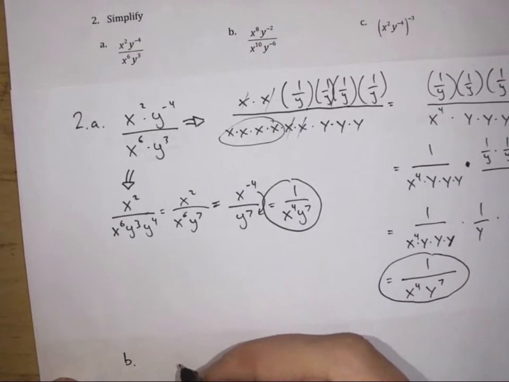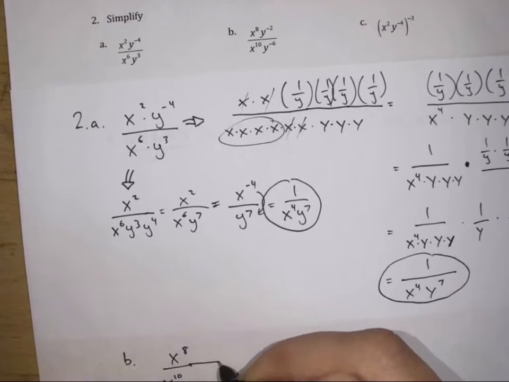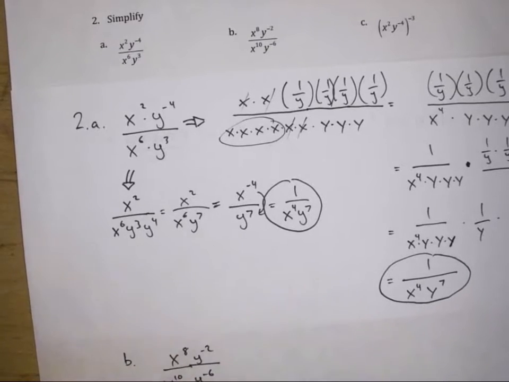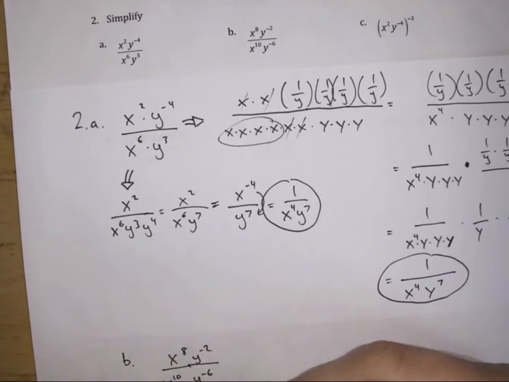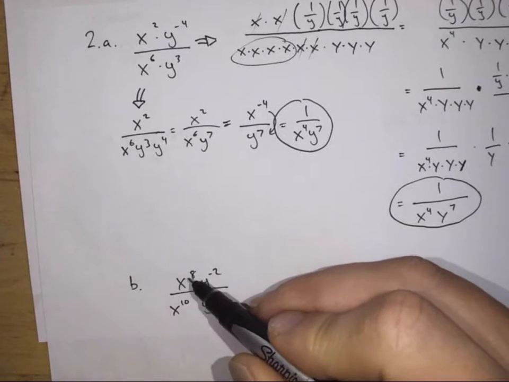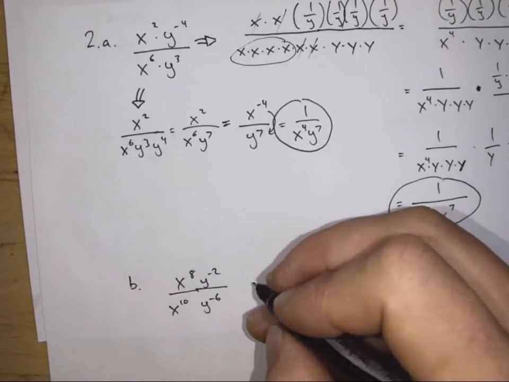So let's look on to this one, x to the power of 8 over x to the power of 10, y to the power of negative 2 over y to the power of negative 6. Let's try a different method here. We're just going to do some simple division for both. No tricks. So I'll divide x to the exponent 8 by x to the exponent 10.